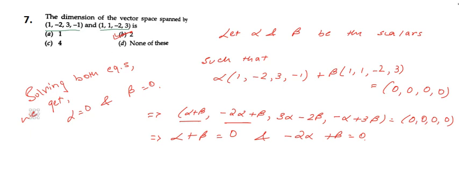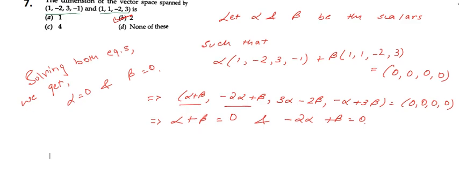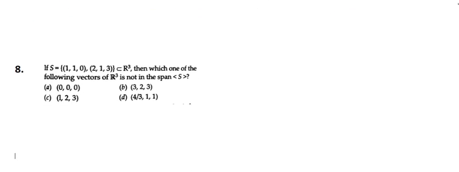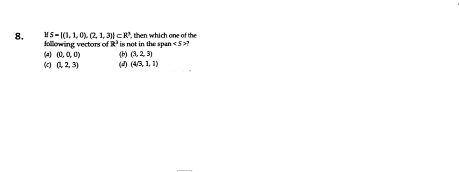Now let's move to question number 8. So here is our question number 8. It says if S equal to {(1, 1, 0), (2, 1, 3)} belongs to R3, then which one of the following vectors of R3 is not in the span S? So we need to find a vector out of these 4 vectors in the answer which is not in the span S. So let us proceed with this question.